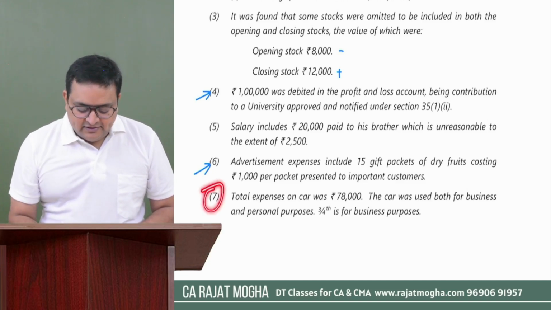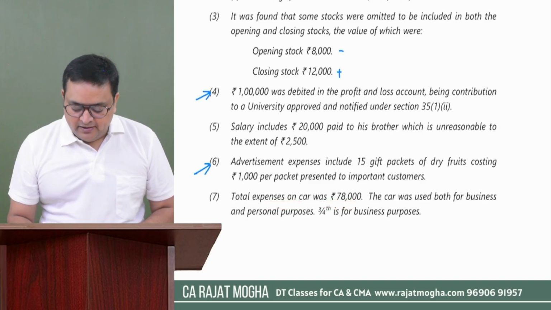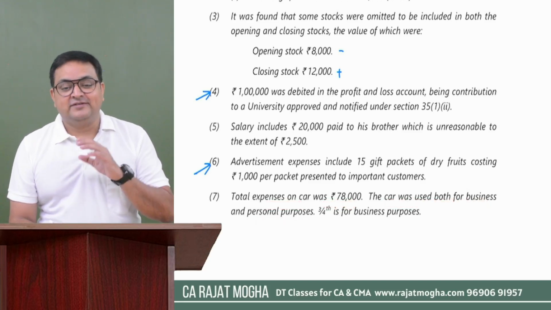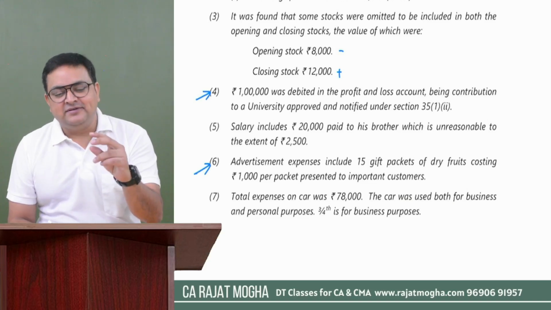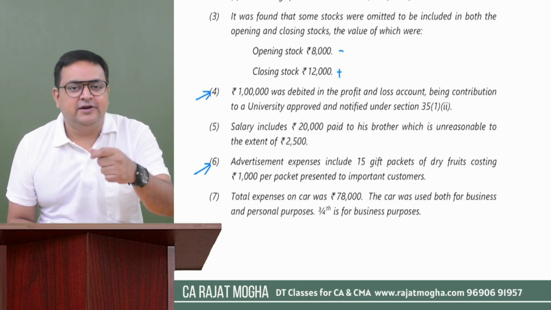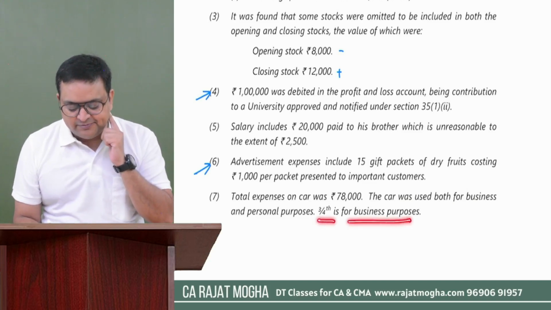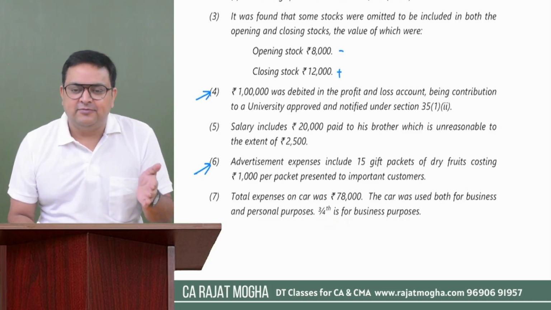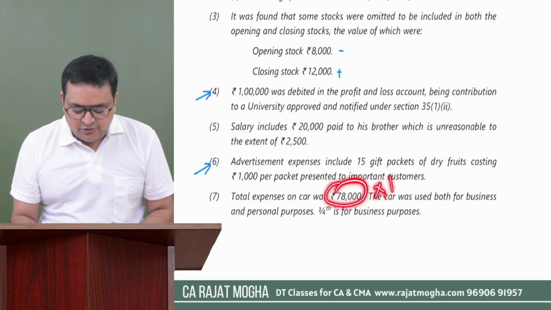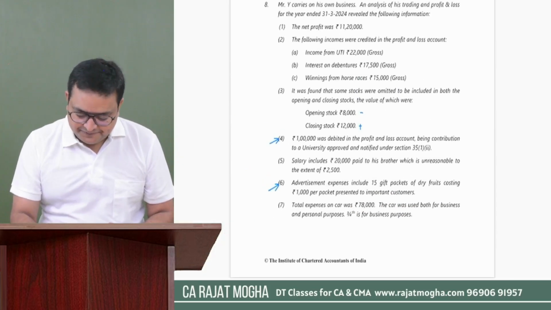The 7th point says total expenses on car were 78,000. The car was used for both business and personal purposes. So we understand that if there is any common expense, then we have to allow only the proportionate expense that is related to your business and profession. It says that 3/4 is for business purpose. So if 3/4 is for business, 1/4 is for personal purpose. So 78,000 into 1/4, you have to disallow it. You have to add it back. Correct? Easy.